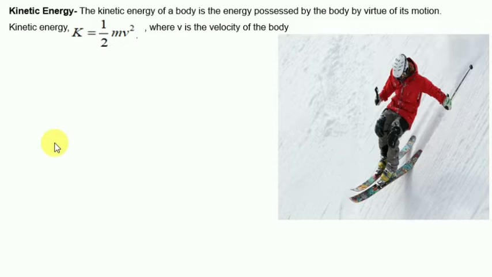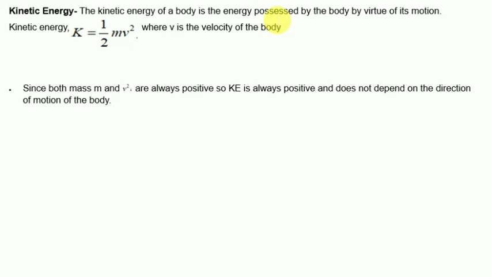The kinetic energy of a body is the energy possessed by the body by virtue of its motion. The kinetic energy formula is half m v square, where v is the velocity of the body. A very interesting thing in this formula is that m and v square are always going to be positive. So kinetic energy is always positive, and it doesn't depend on the direction of motion, whether you are going up or down.